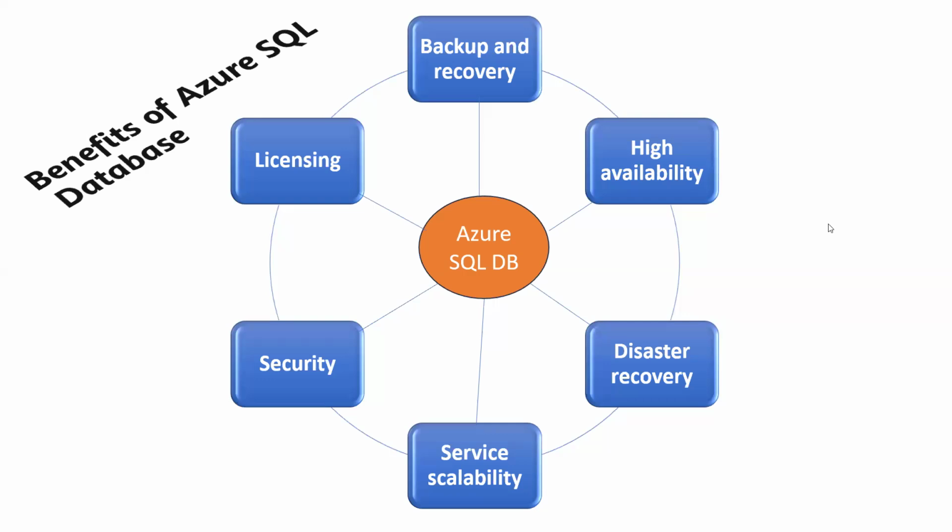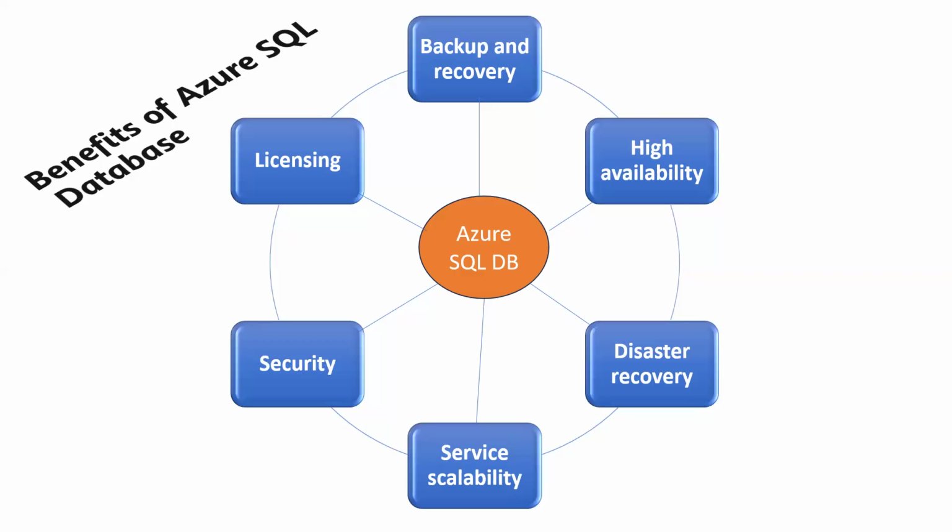Yes. Okay, so these are the options we have. When we come to the Azure PaaS database, backup and recovery: Azure SQL itself will take care of backups. High availability we can get through redundancy itself. Disaster recovery, we have two options: geo-replication and auto-failover groups. By configuring these two options, we can get disaster recovery for our Azure SQL database.